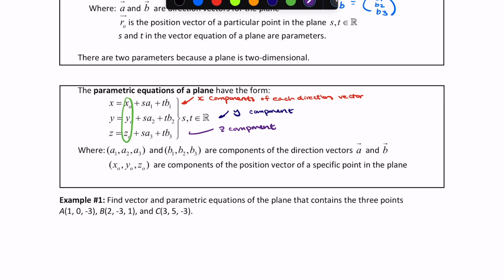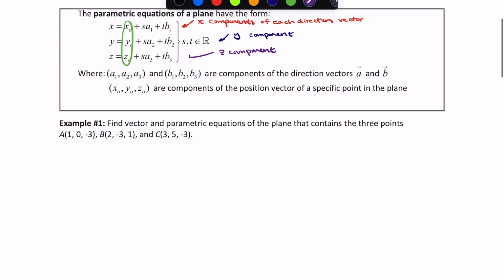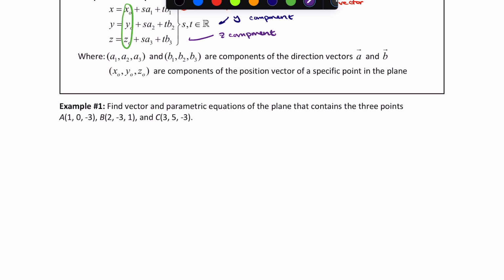Okay, so if we look at example number 1, it says, find vector and parametric equations of the plane that contains the 3 points. Here we have A, which is (1, 0, -3), B, which is (2, -3, 1), and C, which is (3, 5, -3). So here, I'll just draw again x, y, and z.